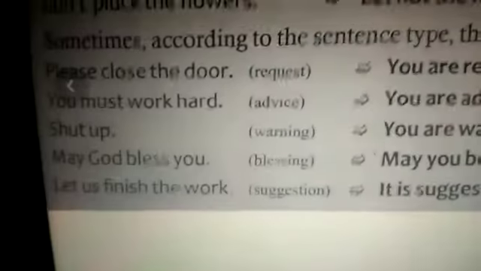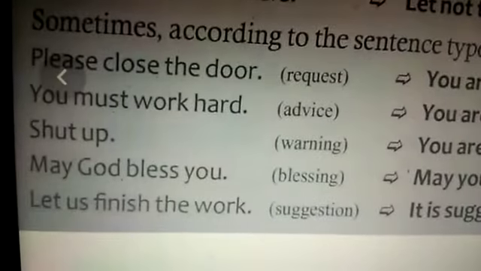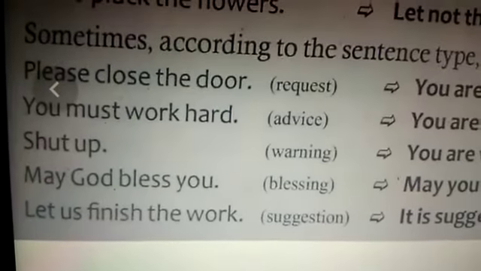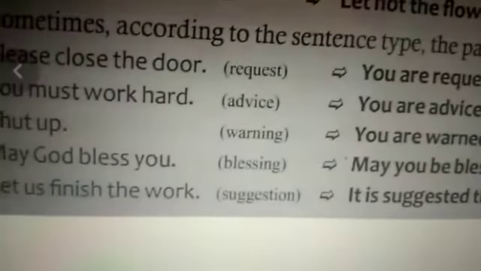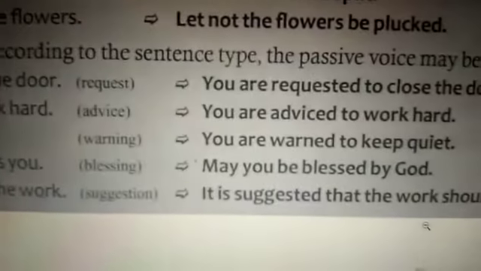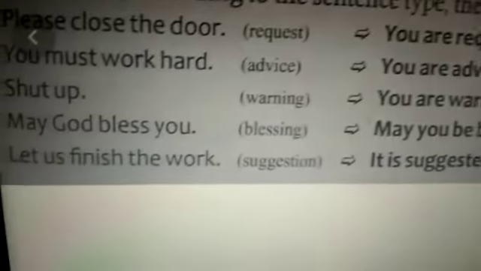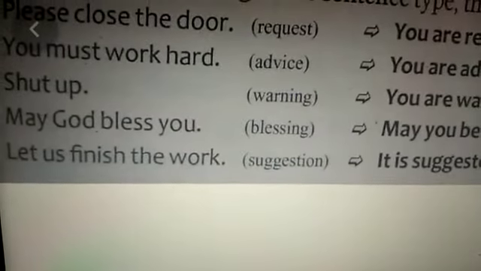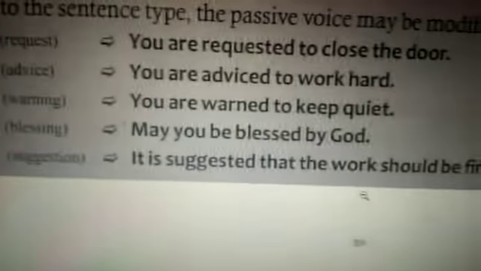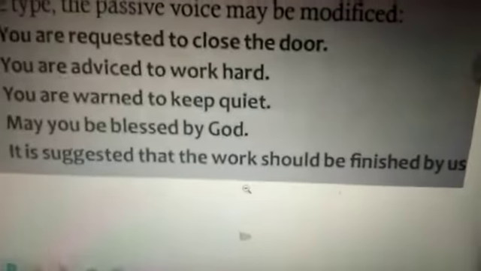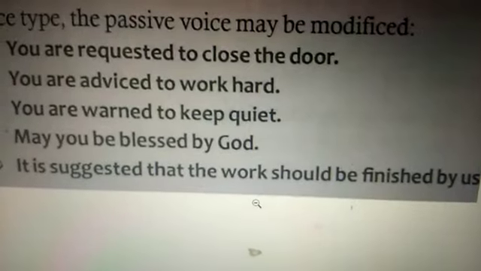Shut up. There is warning. You are warned to keep quiet. May God bless you. It is a blessing. So may you be blessed by God in passive voice. Now coming to the last one, let us finish the work. It is suggestion. Let comes means it is suggestion. It is suggested that the work should be finished by us.